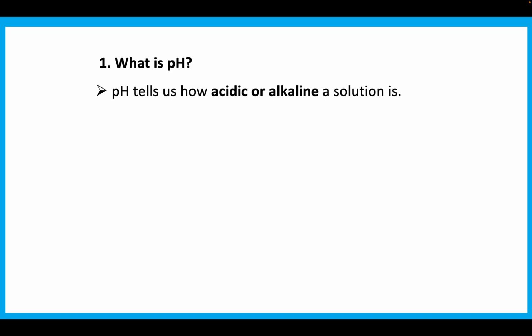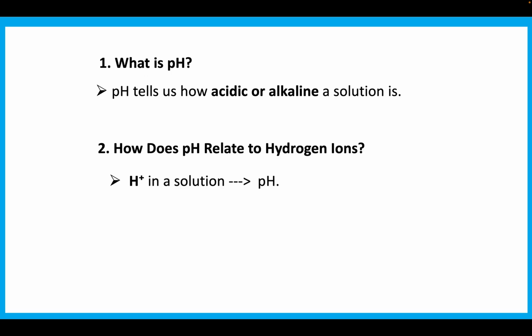This question refers to the pH of a solution. So firstly, what is pH again? pH tells us how acidic or alkaline a solution is. And secondly, how does pH relate to hydrogen ions? The more hydrogen ions H+ in a solution, the lower the pH. The formula for pH is pH equals -log of hydrogen ions. This means that pH is based on the concentration of hydrogen ions.